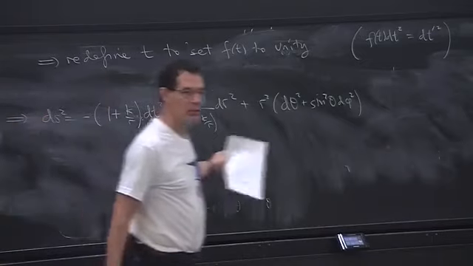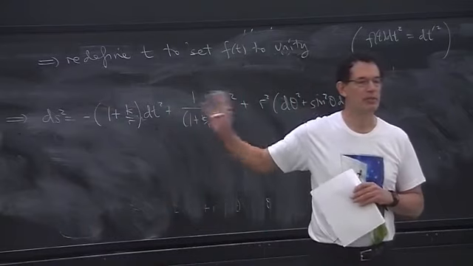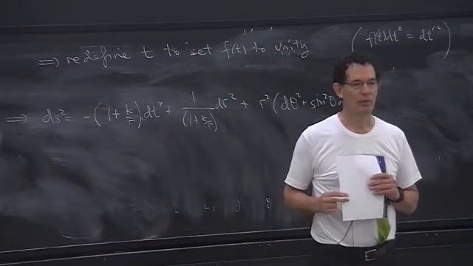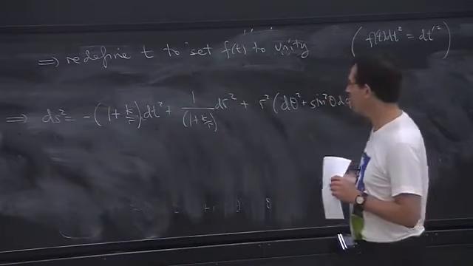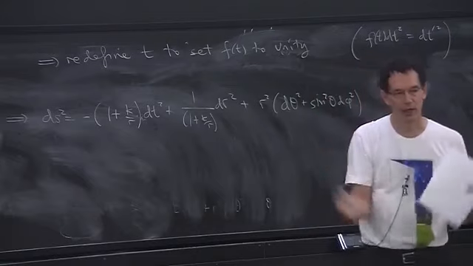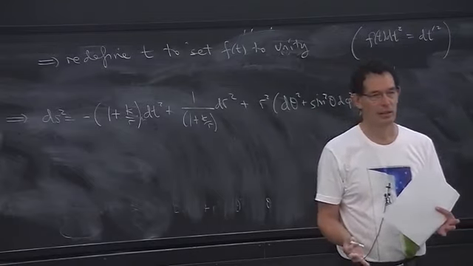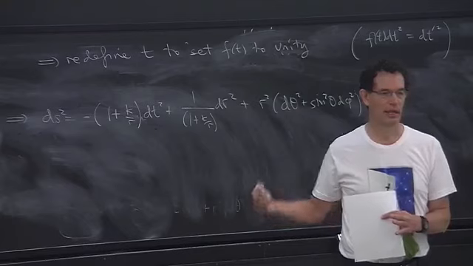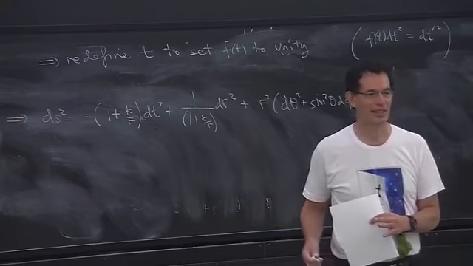But we've done more than Schwarzschild, actually, because we've proven something called Birkhoff's theorem. Birkhoff's theorem says that the most general spherically symmetric metric is static. And it has to equal the Schwarzschild metric.